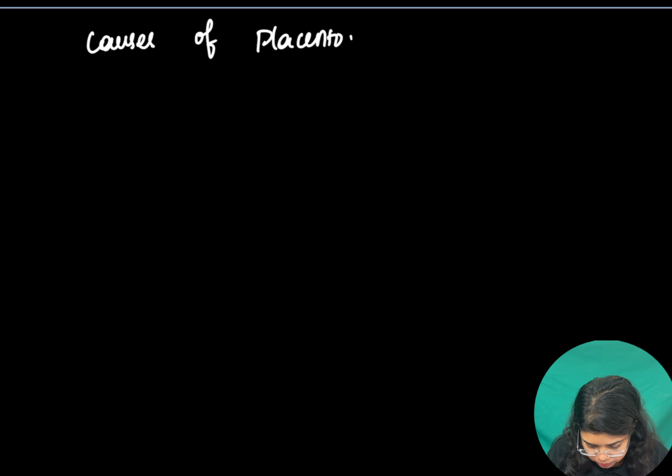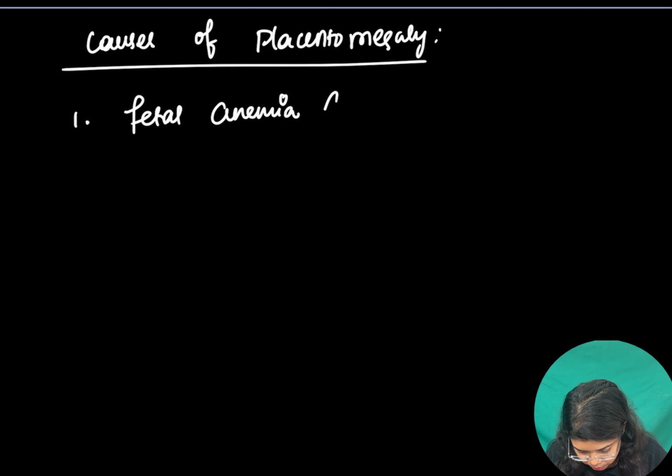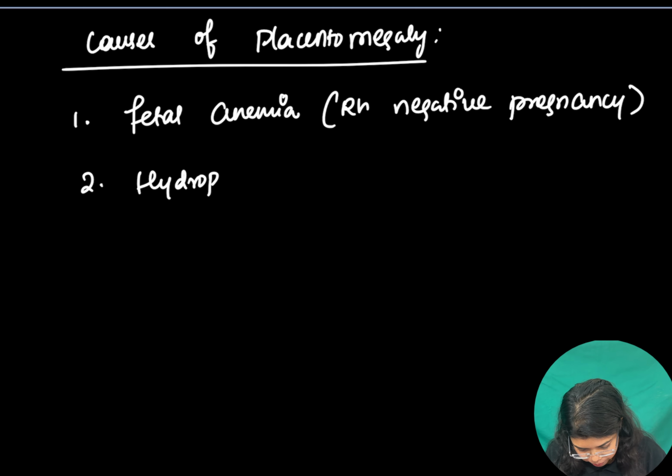Causes of placentomegaly. First, fetal anemia. Fetal anemia can occur in Rh negative pregnancy. In Rh negative isoimmunized pregnancy, fetal anemia can occur, and also in hydrops fetalis the placenta is swollen and there is placentomegaly.